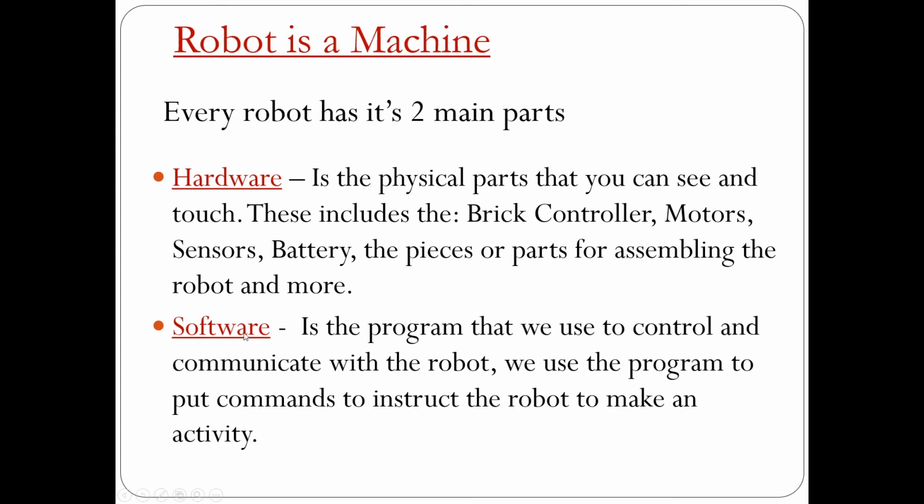Next, we have the software. This is the program that we use to control and communicate with the robot. We use a program to put commands to instruct the robot to do an activity. Okay, we use the software to communicate with the robot because we cannot talk directly using our language. So we use a program so that the robot can understand us. We use codes, we use a programming language to create or instruct the robot. All right, so we have hardware and software.